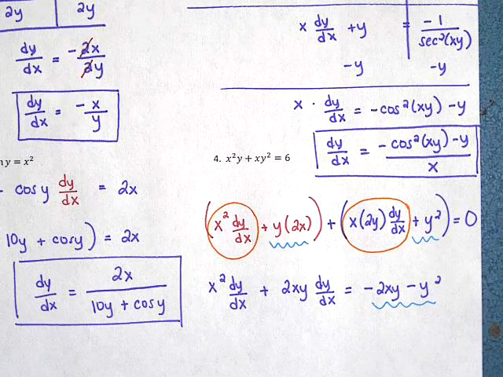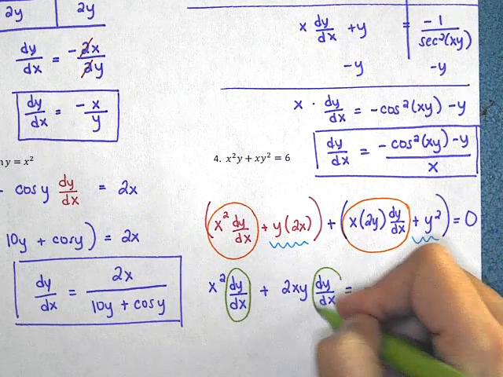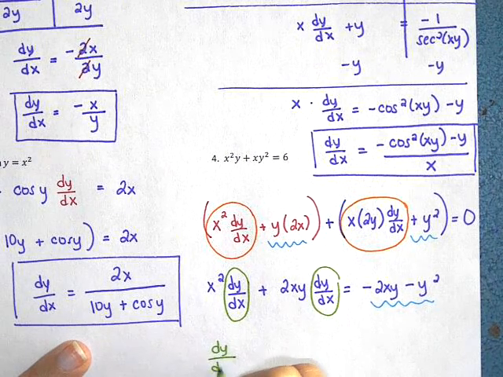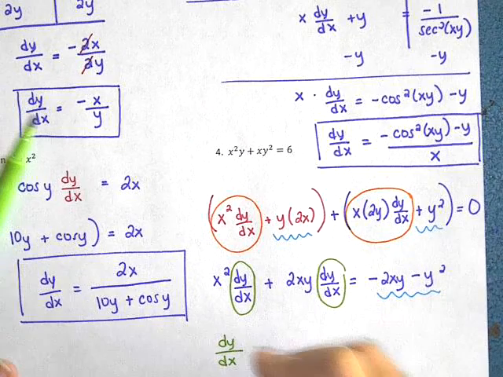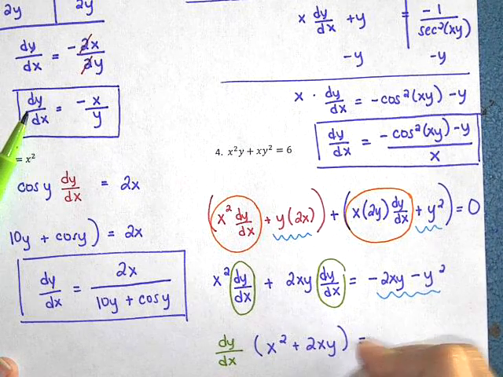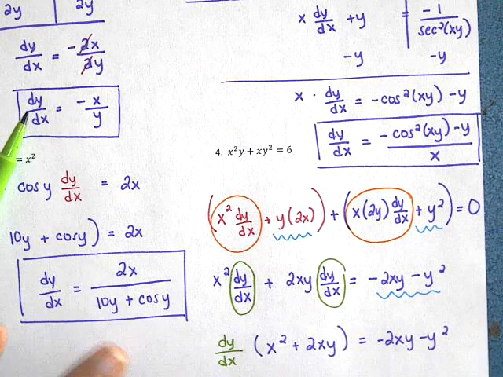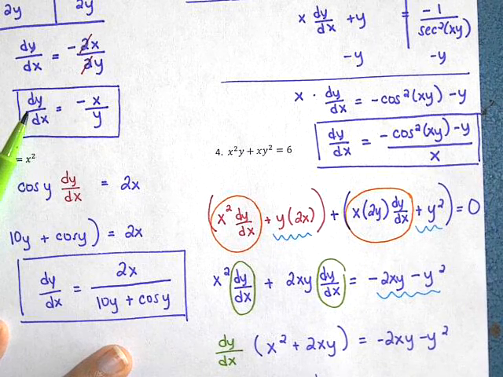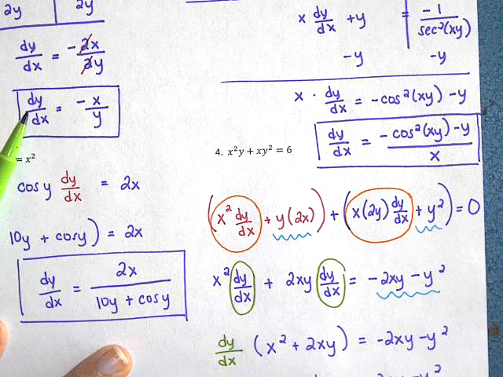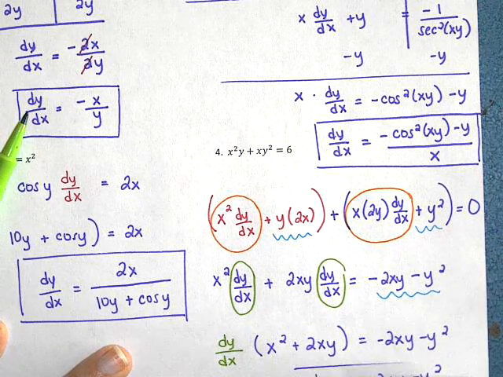Now, both of these terms have a dy dx in them. So to get that by itself, I'm going to need to factor it out. And what's left would be x squared plus 2xy, equals negative 2xy minus y squared. So my final answer would be dy over dx equals negative 2xy minus y squared, over x squared plus 2xy. And we're done.